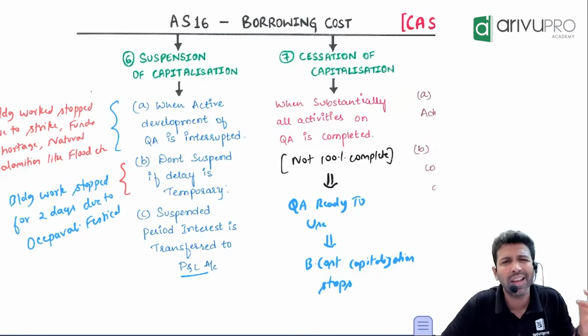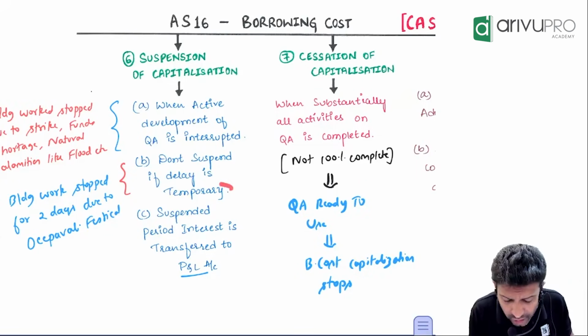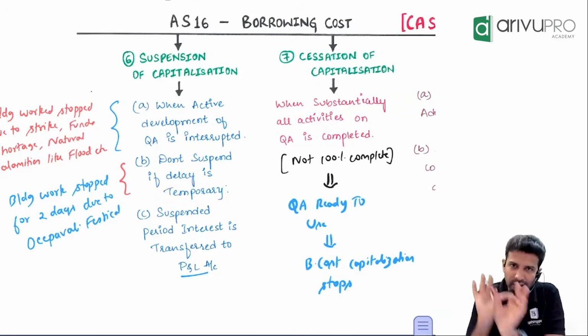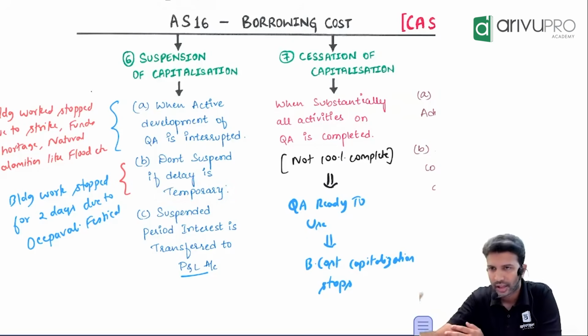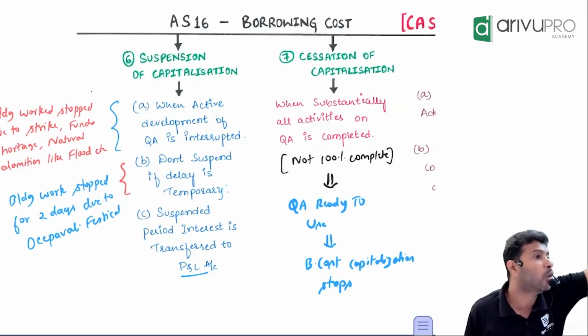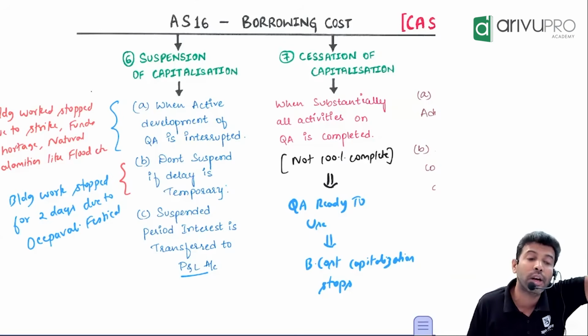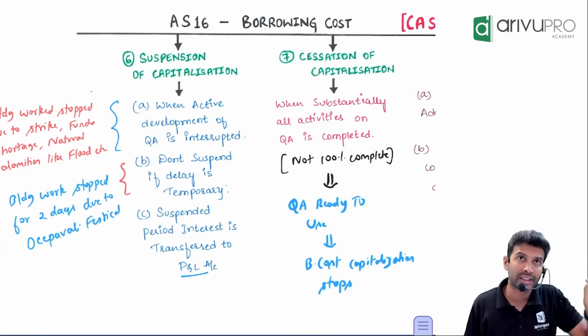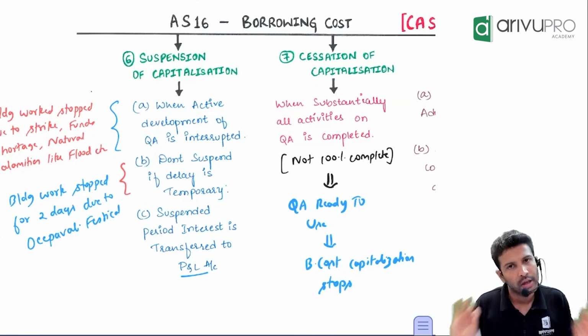Still capitalize. Why? Because is it a permanent delay or a temporary delay? If there is a temporary delay, ignore. If the delay is normal for that activity, then ignore. If it is out of the blue, something which is rare, then only you suspend. Sir, how do we know whether it is rare or temporary?